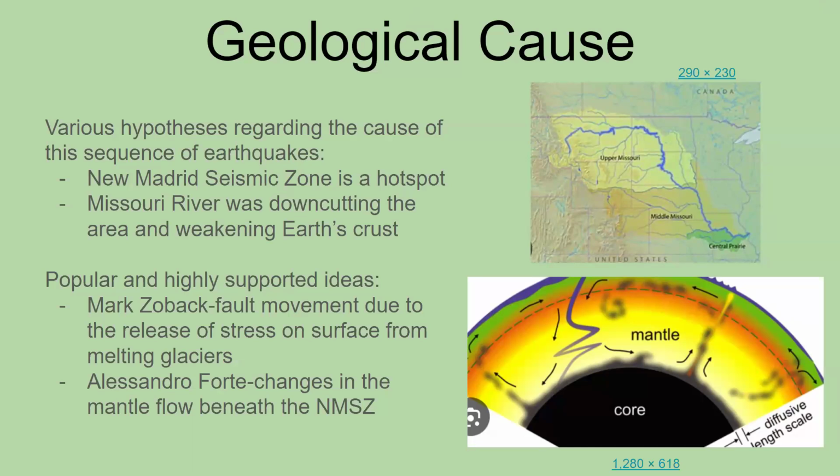Two very popular and highly supported ideas are, one, from Mark Zoback, which says the fault movement was due to the release of stress on the surface from melting glaciers. Another idea was from Alessandro Forte, which says that it was due to changes in the mantle flow beneath the New Madrid seismic zone.